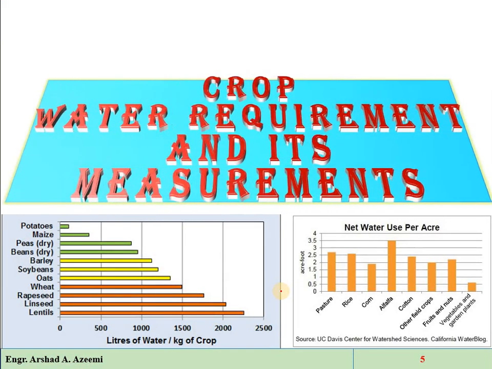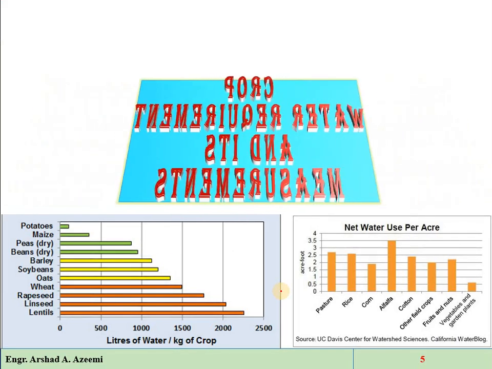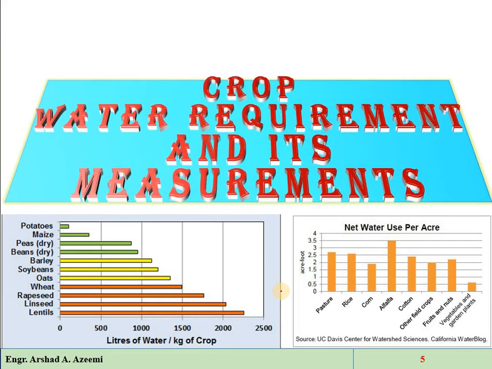Now in this fifth lecture we will discuss the different methods for the measurement of crop water requirements. The water requirement of a specific crop in a given season is most important. For example, here you can see that potato, maize, peas, every crop has different water utilization. This water utilization, this water consumption depends on the climatic condition, topographic condition, soil condition, and types of crops. So these parameters will be considered.